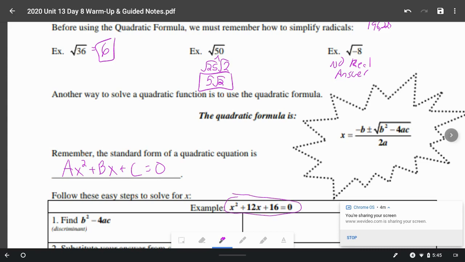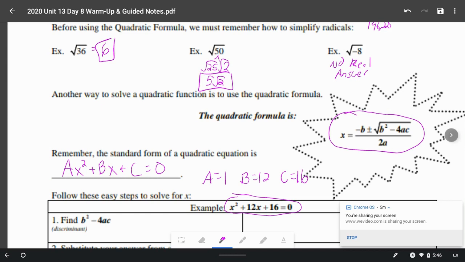So right below where I wrote. And if I label what my A, B, and C is in that example, I know that my A is 1, my B is 12, and my C is 16. If you know those three things, there's an equation that will solve every quadratic equation that you see. No matter if it's factorable or not factorable, you can always use this formula right here that I'm circling. You can use it every single time. And that formula is x equals opposite of b, then there's a plus or minus sign.